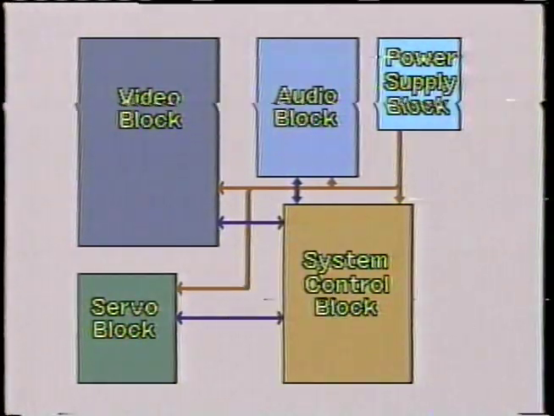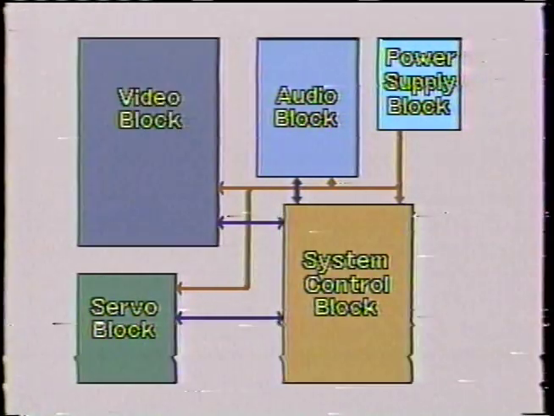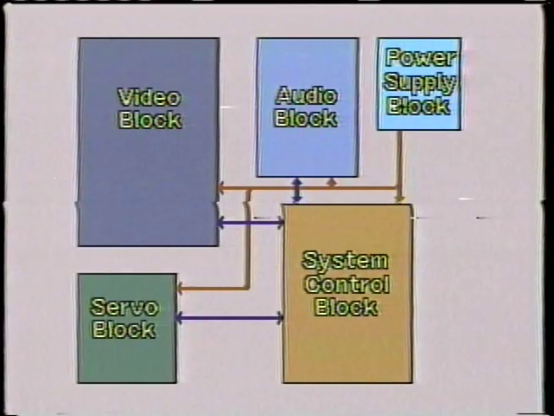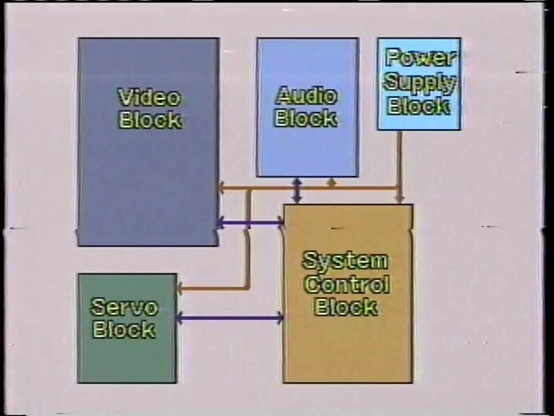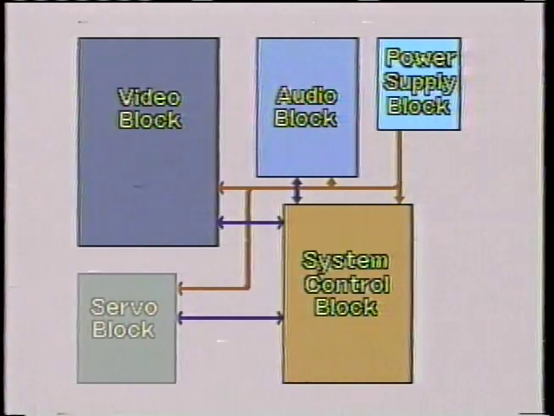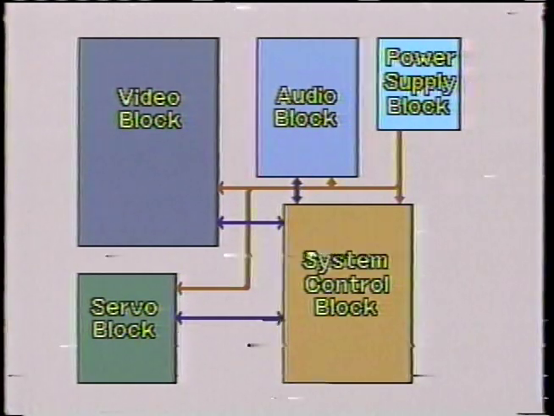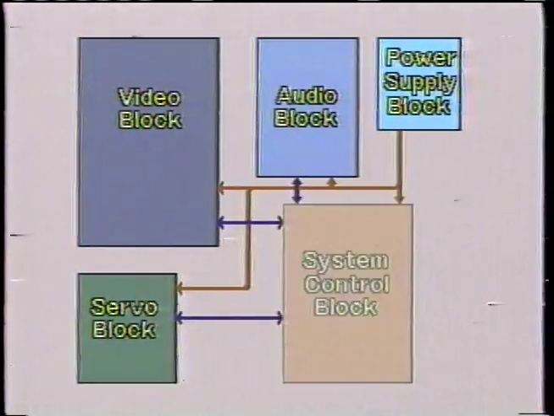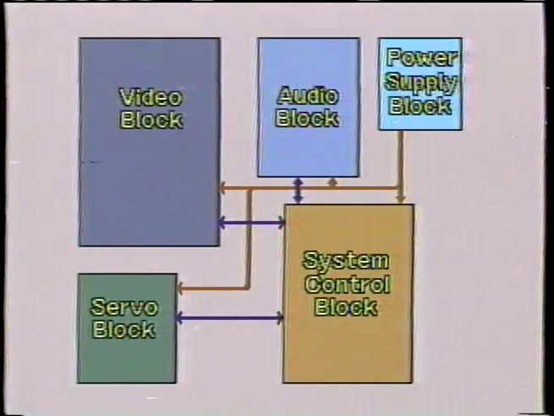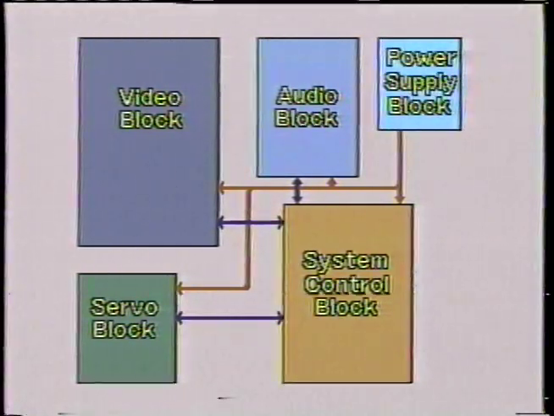VTR circuitry consists of the following five basic sections. 1. Video signal recording and playback. 2. Audio signal recording and playback. 3. Servo block for drum, capstan, and reel motors. 4. System control block. And 5. Power supply block.